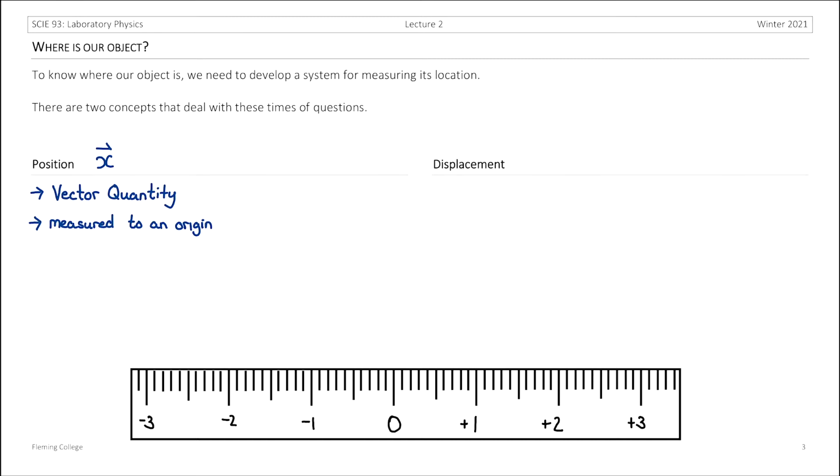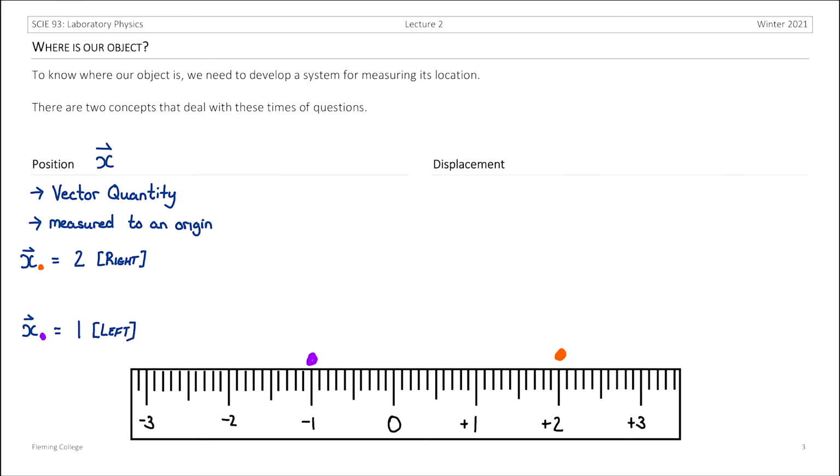To better understand this concept, let's look at two examples. We're going to find the position of the orange dot and the purple dot. We can represent the position of the orange dot as 2 to the right of our origin. The origin is typically represented as 0 on any of our axes. Similarly, we could represent the position of the purple dot as 1 to the left of the origin.